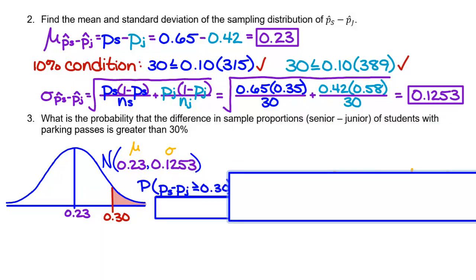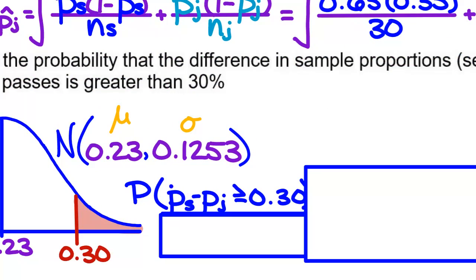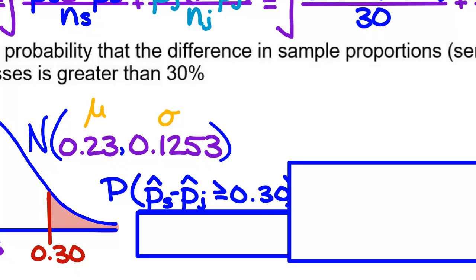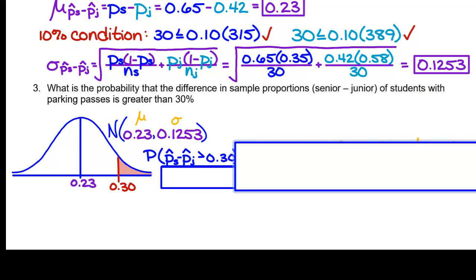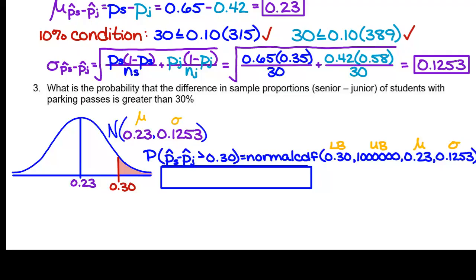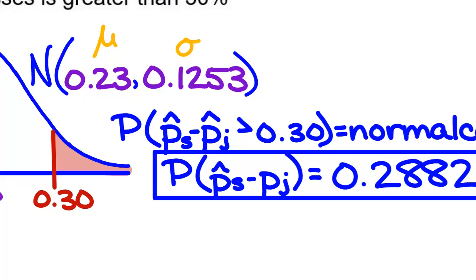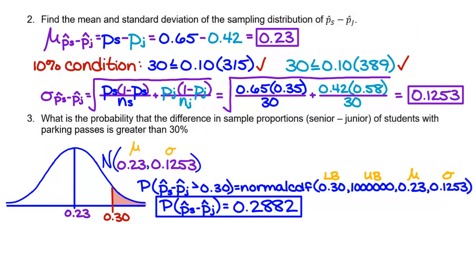Probability statement should look like this, only it should have hats. P hat S minus P hat J greater than 0.30. Lower bound would be 0.30, upper bound is something really big, and then mean and standard deviation. Please make sure that you are labeling those things. And what do we get? 0.2897. About 0.29 roughly. If I'm rounding it to two places, it's about 0.29. Yep, 0.2877 would be fine.